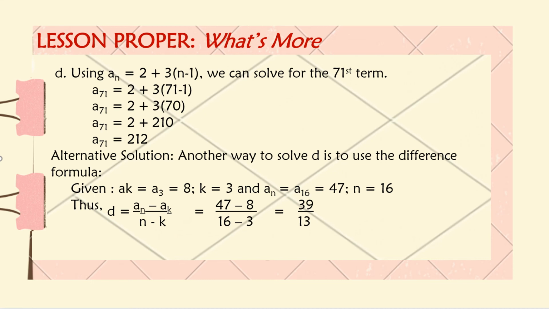So, yun lang yung tatandaan natin. Ang A sub n natin, o yung last term, ay yung 16th term natin na given, 47, minus 8, all over 16 minus 3. So, that is 39 over 13. And yun nga, nakuha natin yung common difference na 3. So, nasa inyo kung ano yung mas madaling gamitin para sa inyo, pag hinahanap yung common difference. Kung yung isang way natin kaninang diniscuss o ito.